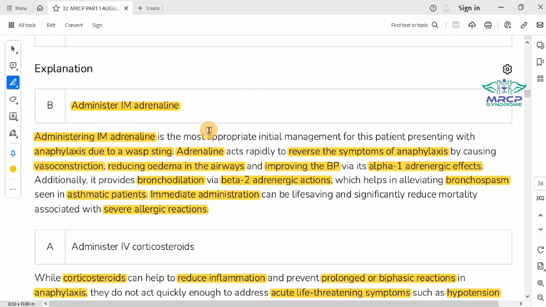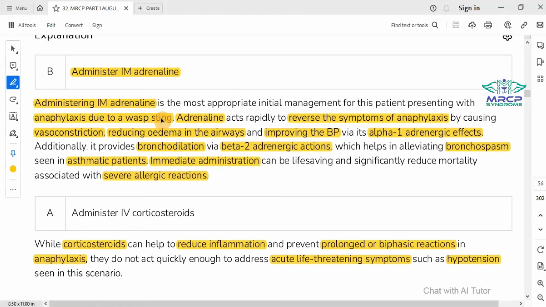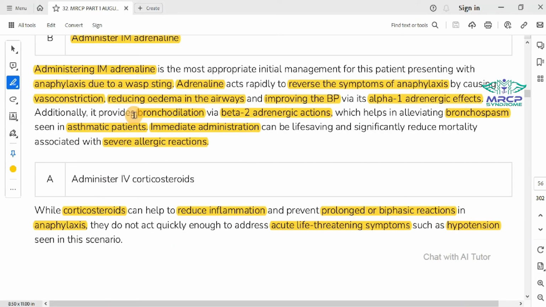Administering intramuscular adrenaline is the most appropriate initial management for this patient presenting with anaphylaxis due to a wasp sting. Adrenaline acts rapidly to reverse the symptoms of anaphylaxis by causing vasoconstriction, reducing edema in the airways, and improving blood pressure via its alpha-1 adrenergic effects. Additionally, it provides bronchodilation via beta-2 adrenergic actions, which helps in alleviating the bronchospasm seen in the asthmatic patient. Immediate administration can be life-saving and significantly reduce mortality associated with severe allergic reactions.